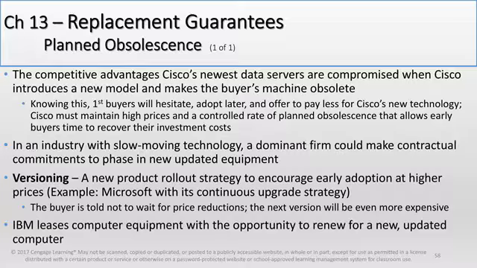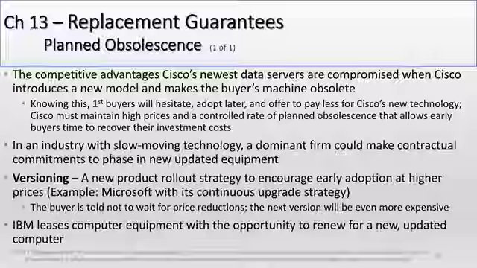Key takeaways. Durable good firms need a credibility commitment for value preservation. Leasing offers a commitment mechanism without sacrificing upgrade speed. It helps mitigate price drop risks and encourages early adoption. Overall, planned obsolescence must be carefully managed to avoid undermining buyer trust and profitability.